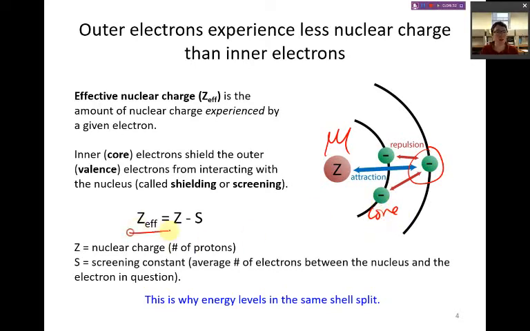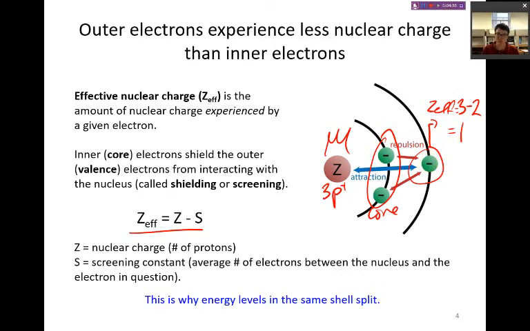And we can calculate that through this equation. The effective nuclear charge of this element is equal to the number of protons. Let's just say that there are 3 protons in this element. So that would be 3 minus the screening constant, which is the number of core electrons. So we count up here, we have 2 core electrons, 3 minus 2, that's equal to 1.